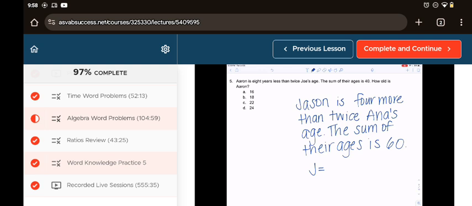J equals 4 plus 2. Twice Anna's age means 2A. Okay, times Anna. There you go. Plus 2A. Good. Now the second one. Wait, no, hold on. The second one says the sum of their ages. The sum of the ages is 60, right?